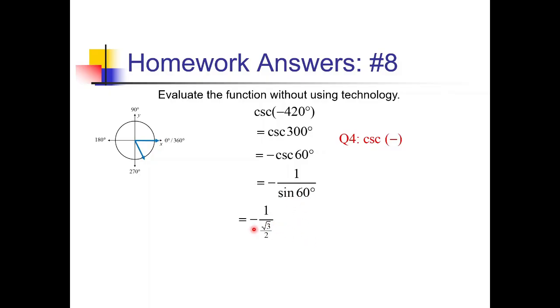And to simplify this, I need to multiply by the reciprocal. So this becomes negative 2 over radical 3. We're still not quite there yet. Let me multiply by root 3 over root 3 to get the radical out of the denominator. So the final answer then will be negative 2 radical 3 over 3.